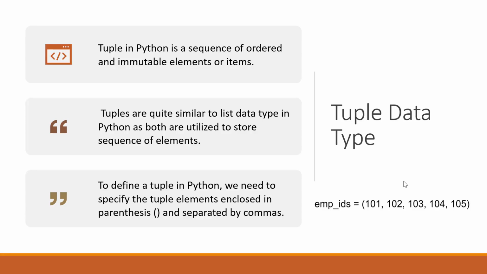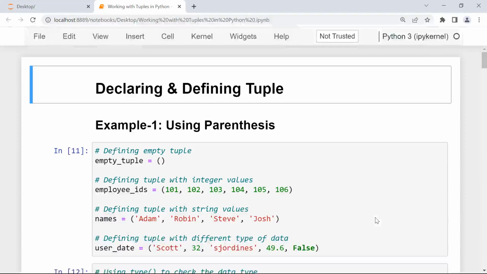Now to define a tuple in Python, we simply need to specify the tuple elements enclosed in parentheses and separated by commas. Although using parentheses is not mandatory, it is still recommended because it improves the overall understanding and readability of code. So here we can see the basic example of a tuple. While declaring a list, we were using square brackets and defining multiple elements within those square brackets. Now for a tuple, we use parentheses. Now let's discuss an example related to that.